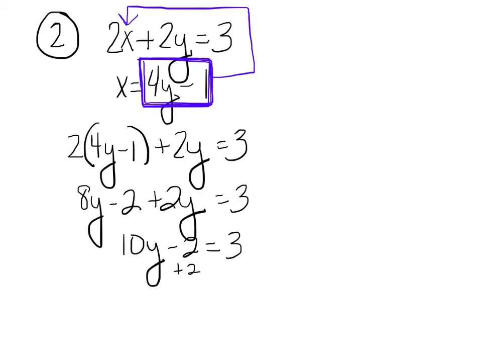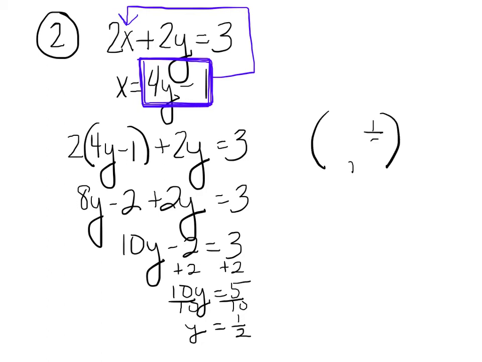Add 2. 10y equals 5. Divide by 10. Well, 5 over 10 is 1/2. So y would be 1/2. What do I need? I need to find x. So I'm going to take the 1/2 and plug it in right there, because that's what y is equal to.